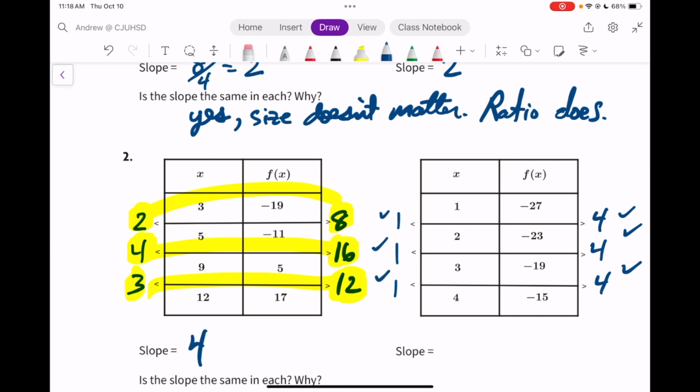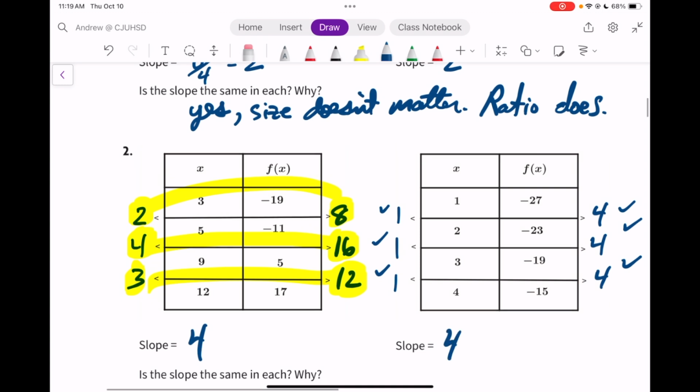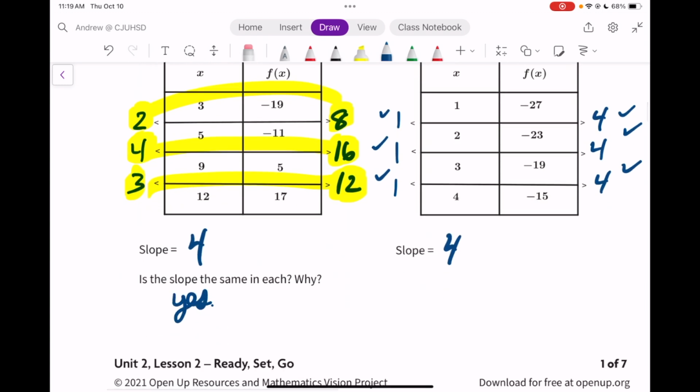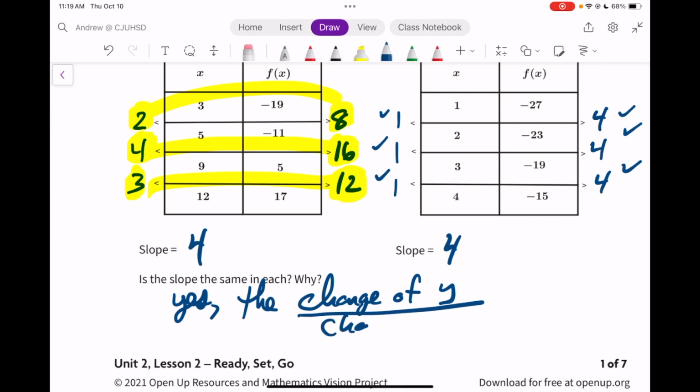If you change how far you're looking on x, of course that's going to change how far you're going to look on y. That's why the ratio is so important. You have to have a change of y divided by a change of x. So this is also 4. The change of y divided by the change of x is 4. Let's go on to the next part.